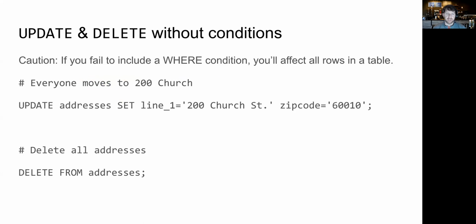Update and delete without conditions. I think I just mentioned this. Caution, if you fail to include a where condition, you'll affect all the rows in the table. So everyone moves to that 200 Church Street if you do not include that where condition. And if you do say delete from addresses, you'll just delete all the addresses in the table, which is never good. And there's no easy way to get it back. You can't just do Control or Command Z and have it be undone.